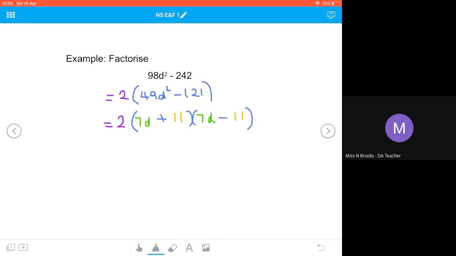Note in exam questions, these questions will be worth 2 marks, and so that's a hint that you're going to have to do two things. So it's not just a case of taking out a highest common factor and then leaving the 49d squared minus 121. You need to make sure that if you've got two terms, just double check if there is a perfect square there.